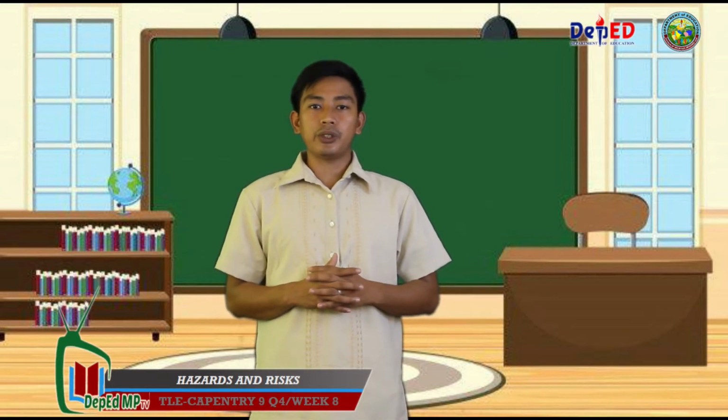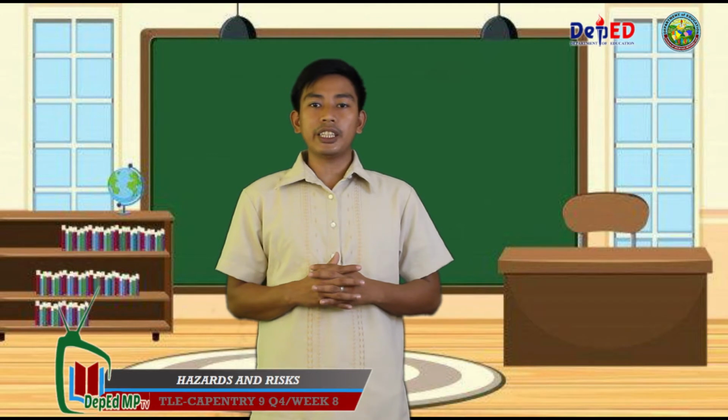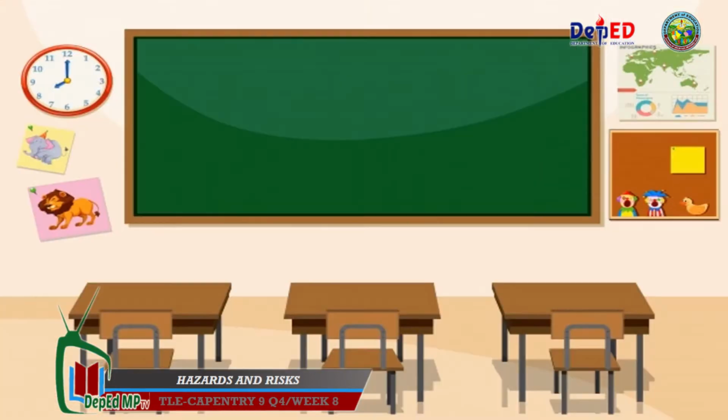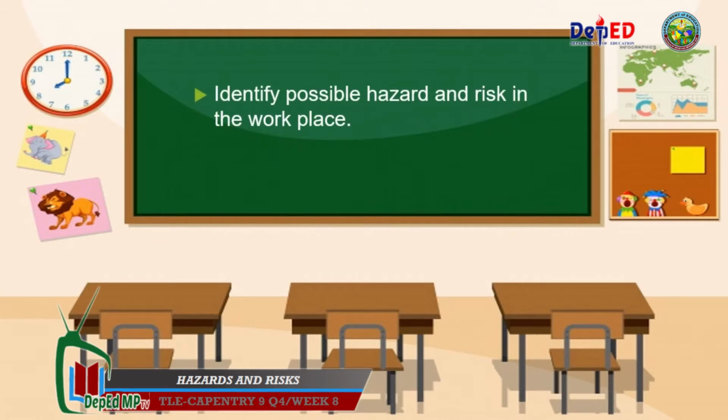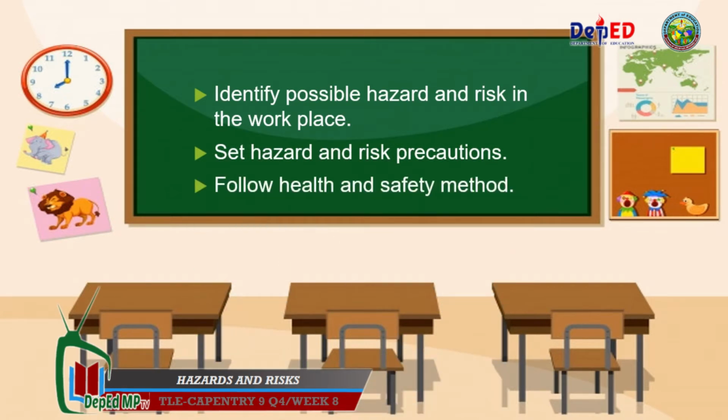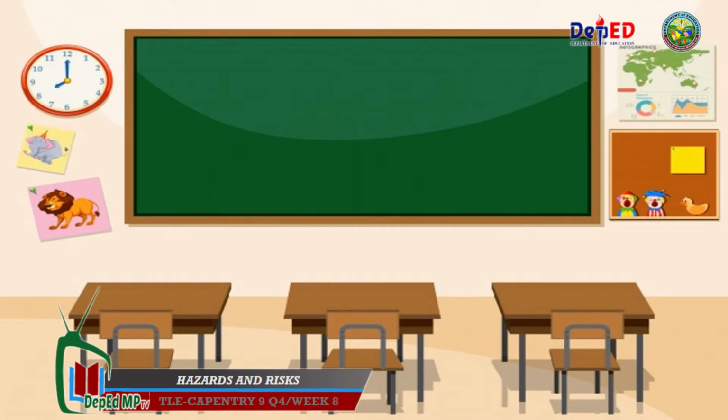This lesson is based on the most essential learning competency of DepEd, which is to identify the hazard and risk in the workplace. At the end of this module, you are expected to: 1. Identify possible hazard and risk in the workplace, 2. Set hazard and risk precautions, and 3. Follow health and safety method.